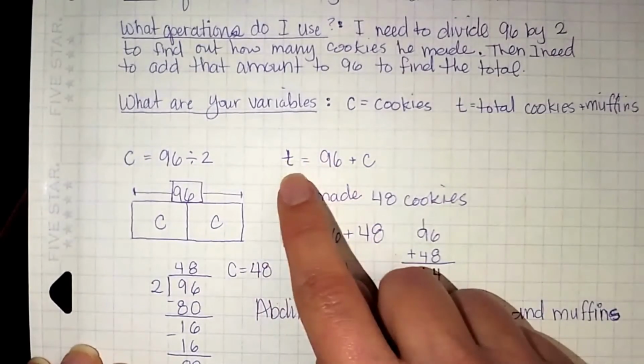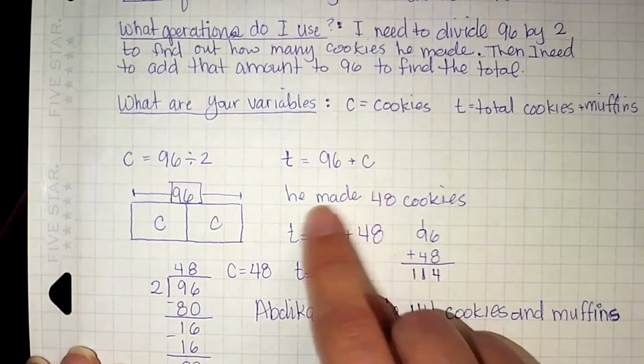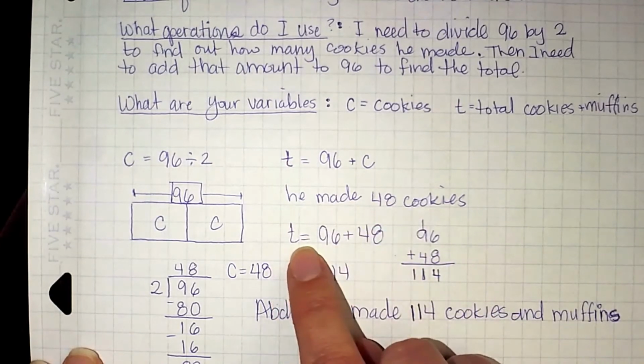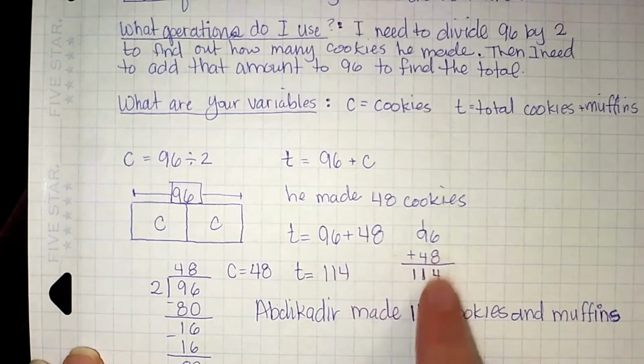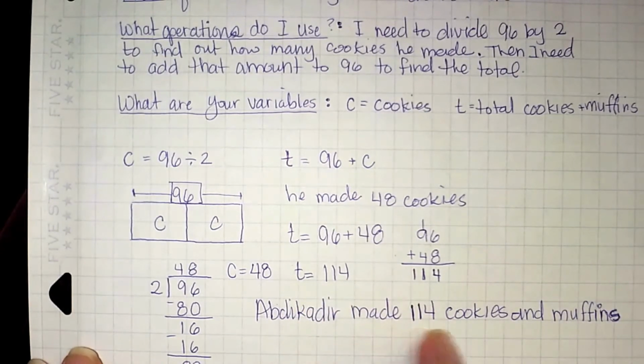Now my total is going to be the 96 muffins plus however many cookies he made. And I just found out that he made 48 cookies. So my total, T, is going to equal 96 plus 48. Now when I stack and add those, I get a total of 114. So T is equal to 114. Abdulkader made 114 cookies and muffins.